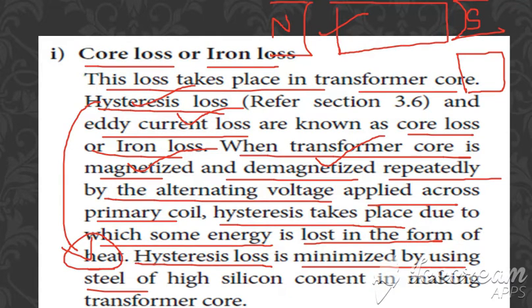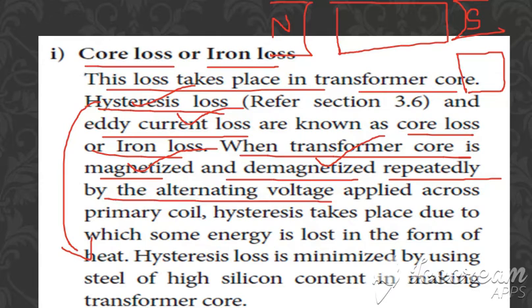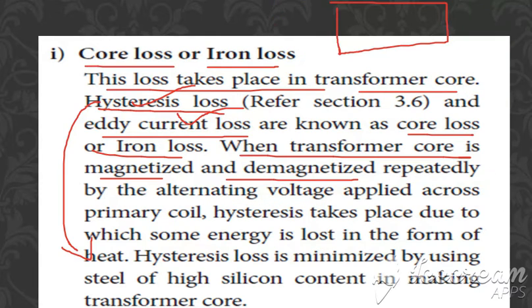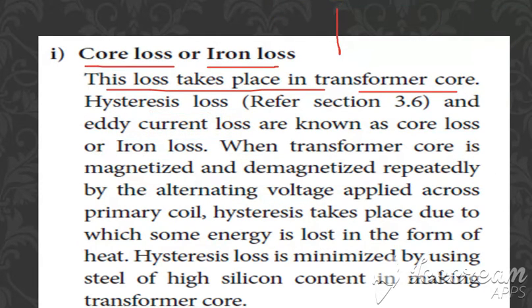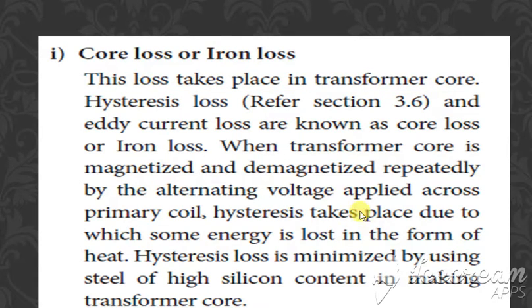Clear? I'll say this once again. This loss takes place in the transformer core. Hysteresis loss and eddy current loss are called core loss or iron loss. Hysteresis loss occurs when the transformer core is magnetized and demagnetized repeatedly. That is in the form of heat. How can it be minimized? By using steel which has a high silicon content.